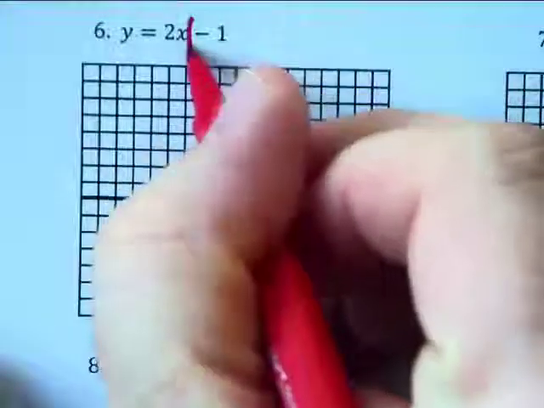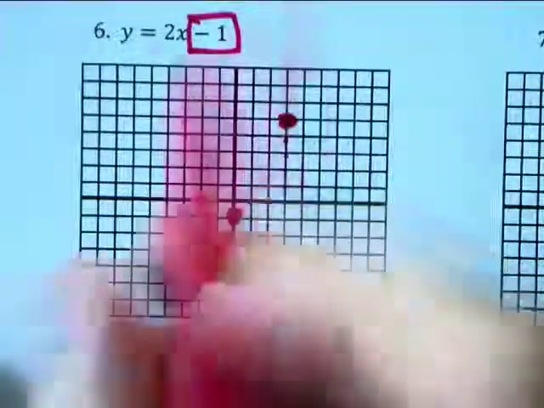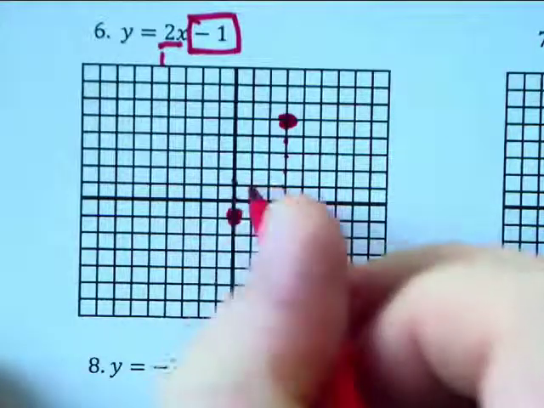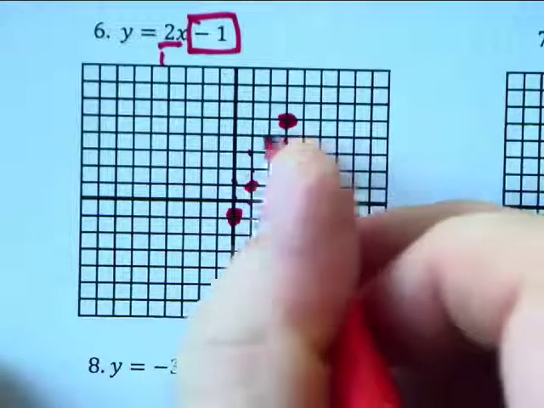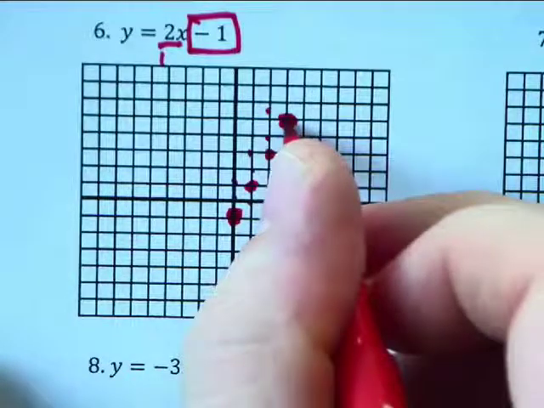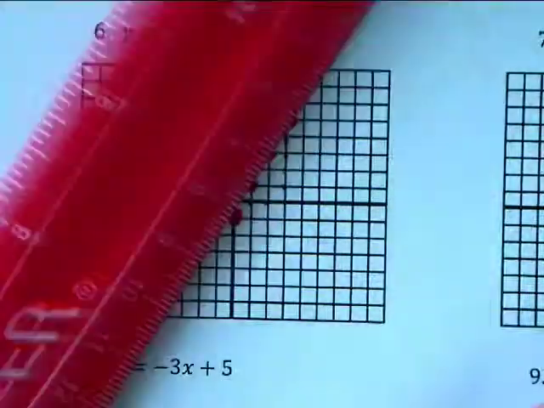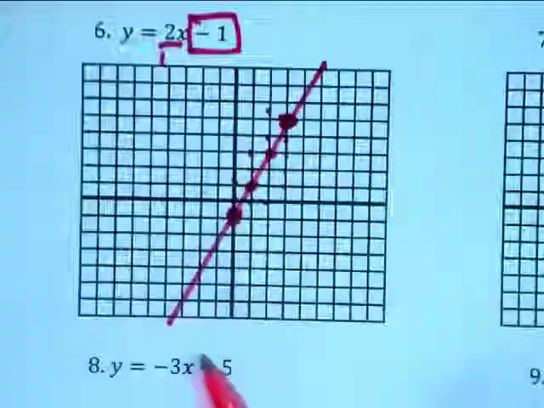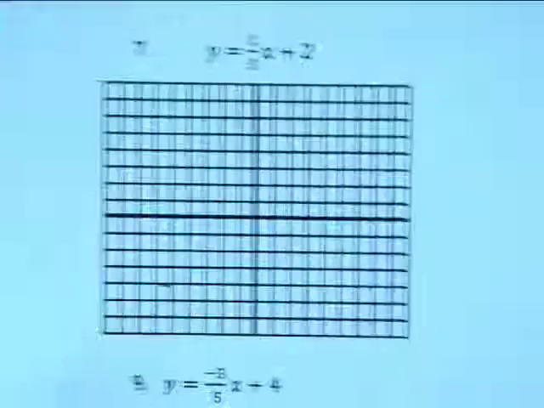Well, what's our y-intercept? Our y-intercept is negative 1. And our slope is 2 over 1. So up 2 over 1. Up 2 over 1. Up 2 over 1. And look, we land right on that point. So yes, when we draw that line, we see that it is part of the solution. Because remember, that line is all solutions.